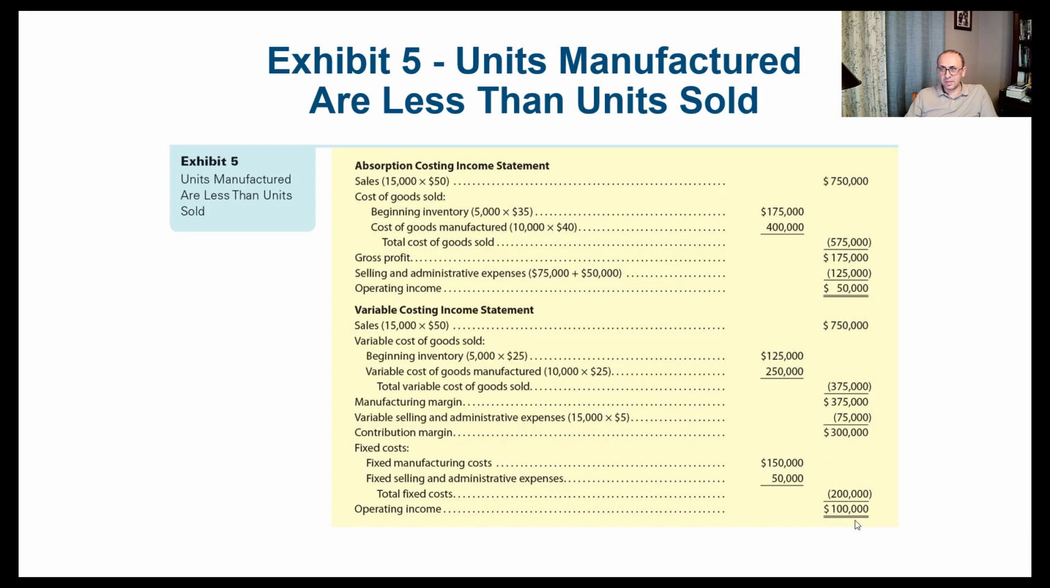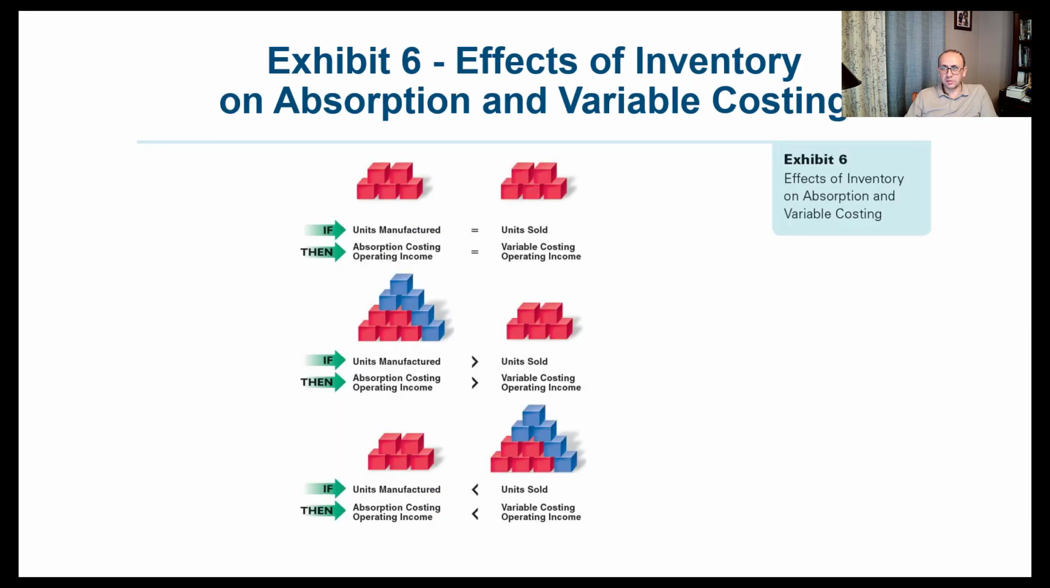Notice that when we sold more than we manufactured, in this case, the variable costing led to a higher operating income compared to the absorption costing, which is opposite to what we had before in the previous example. Please try to keep this in mind. It's good material for questions.